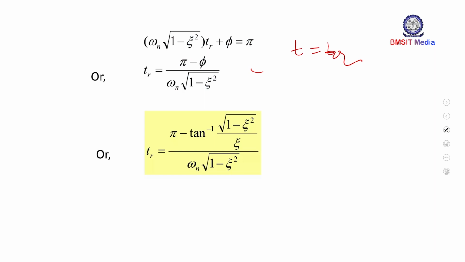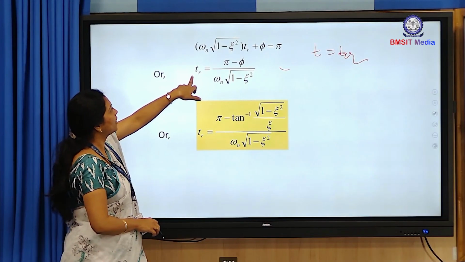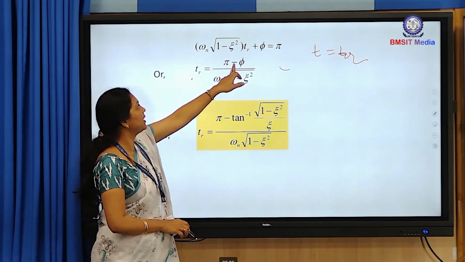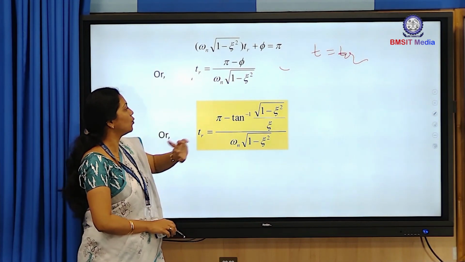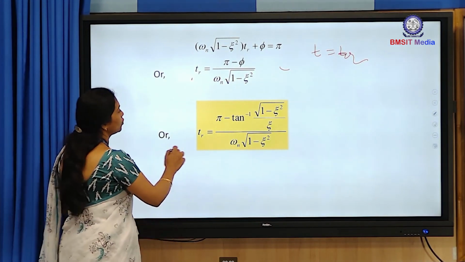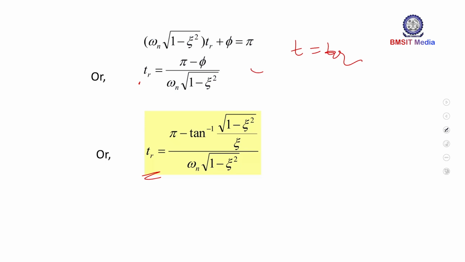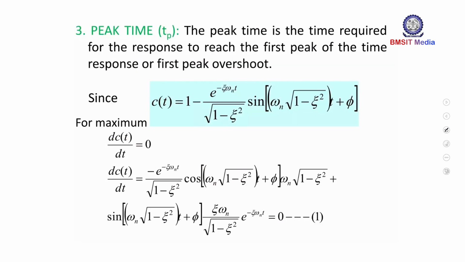Now since sine and sine got cancelled here, what is the value of rise time? Pi minus phi divided by omega n into root of 1 minus zeta square. So this is the value of the rise time, which is nothing but equivalent to tr.